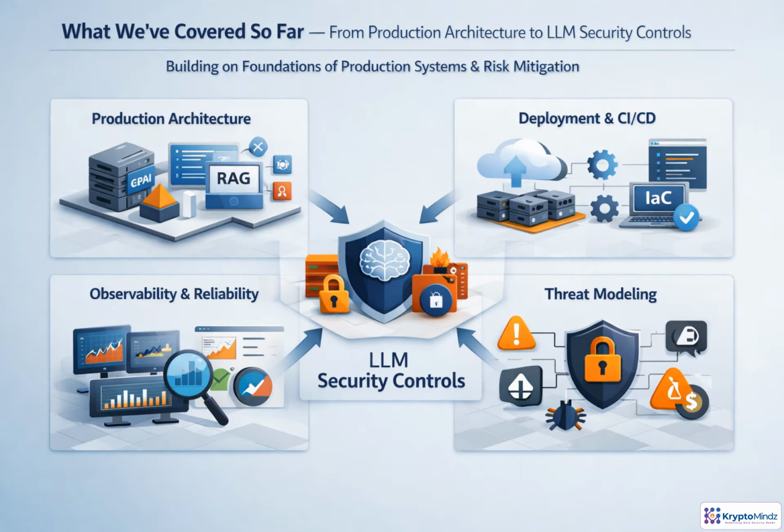You already have the core building blocks: production architectures, deployment pipelines, observability, reliability practices, and an initial threat model. Now we shift from recognizing LLM risks to controlling them in real systems. We'll focus on high-impact failures like prompt injection and data leakage, then connect those controls to access, authorization, and governance.